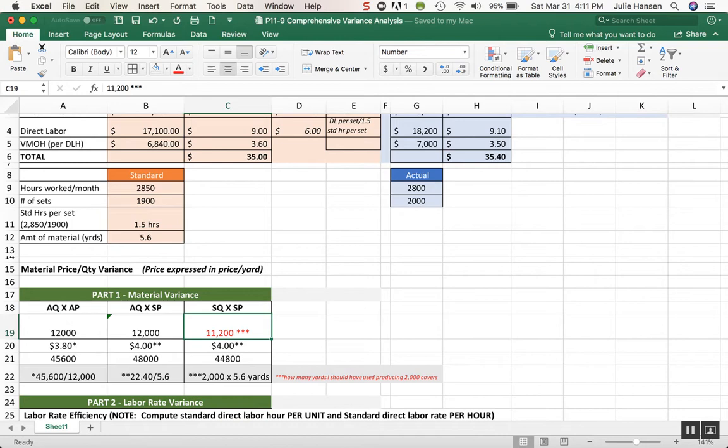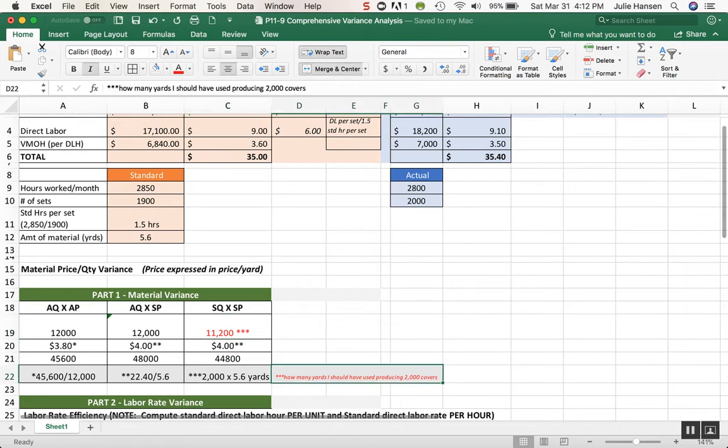Okay, now the next part, this is again where people get a little tripped up. They go, standard quantity, what is that? So I've tried to describe that down here, and basically what that means is how many yards should I have used producing my 2,000 covers.